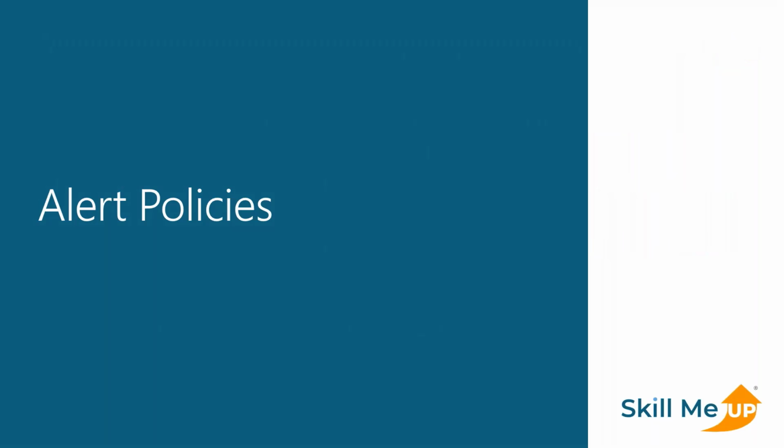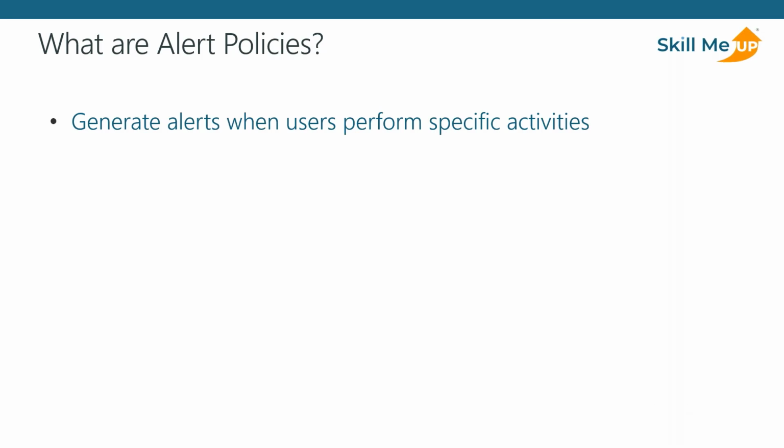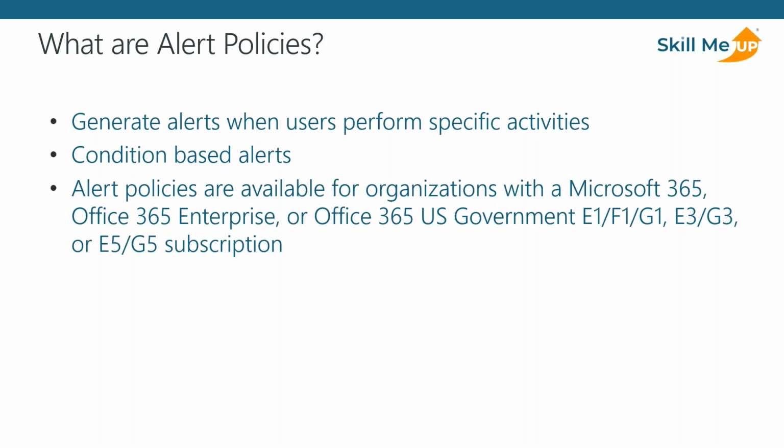As part of the management and governance, obviously alert policies are critical here to being notified of when things have or haven't happened. So what is an alert policy? Well, an alert policy is generated when a user or an admin performs a specific activity. They are condition based, so you can define when that activity processes an alert.